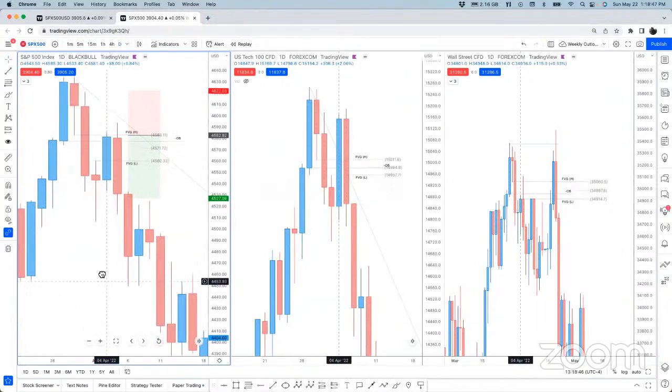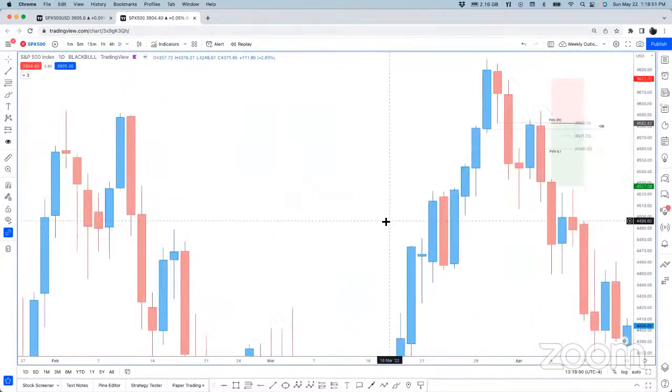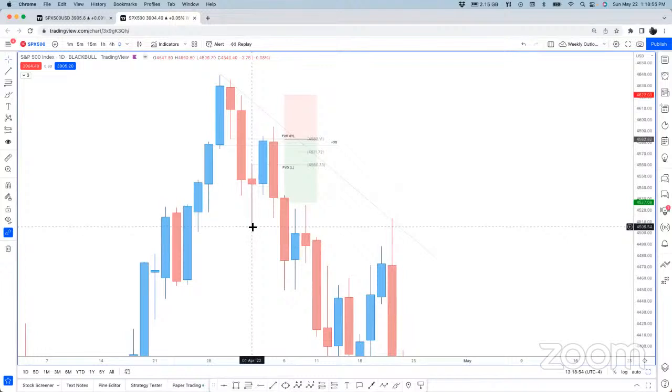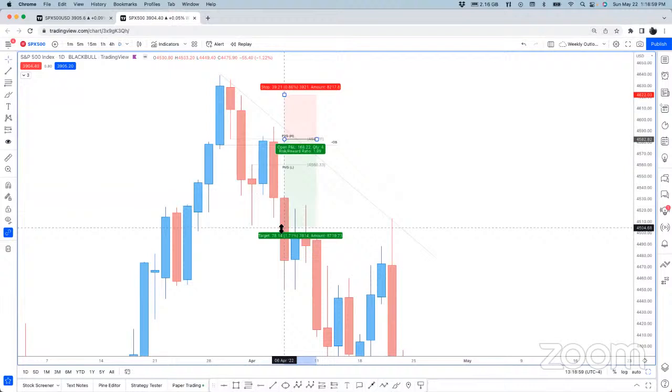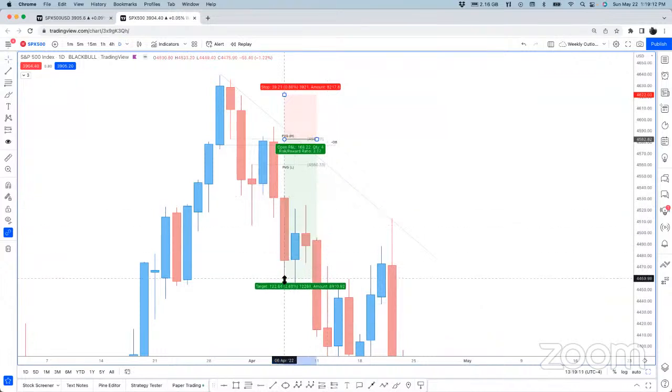Our targets at that point would be, I'm gonna have to expand this a little bit. Our targets at this point would be first this low. This is the low that made the first swing low. That would be your first target right here. Then that's your first area of liquidity, right? Your next area of liquidity is these lows right here. That would be your next target, right?